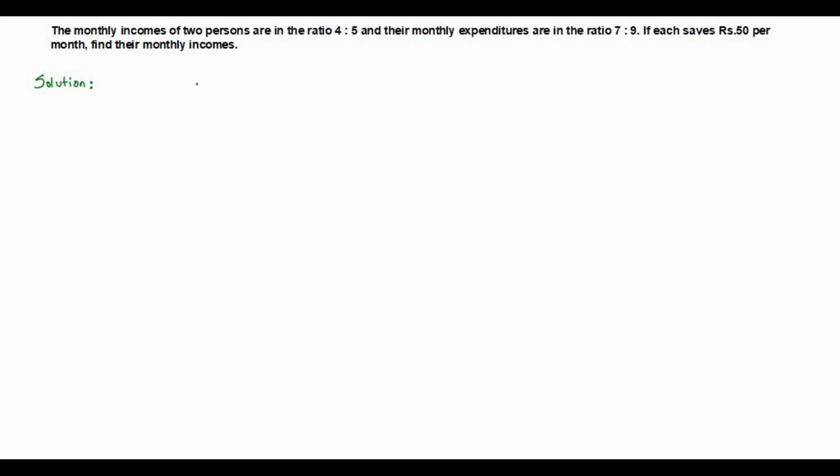Okay, we have three pieces of information. The ratio of monthly incomes of two persons is given, that is, the income ratio is 4:5, and the expenditure ratio is given, that is 7:9, and the savings of each person is given, that is ₹50. Okay, we have to find the monthly incomes of the two persons.